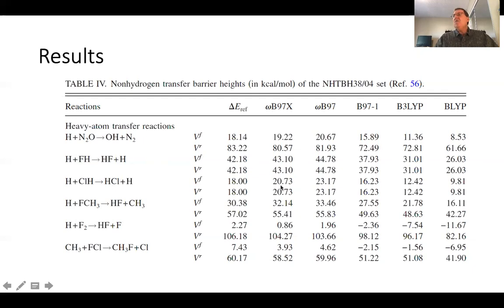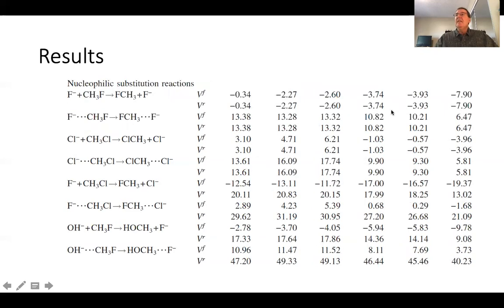Here's 18, 20, 12, 9. So that's pretty good compared to the high accuracy calculations. All right, remember these. First one's delta E ref, omega B97X. Here's B3LYP next to last.